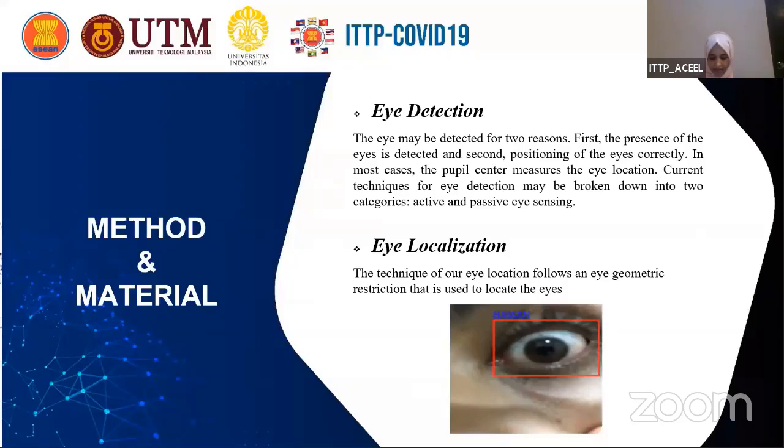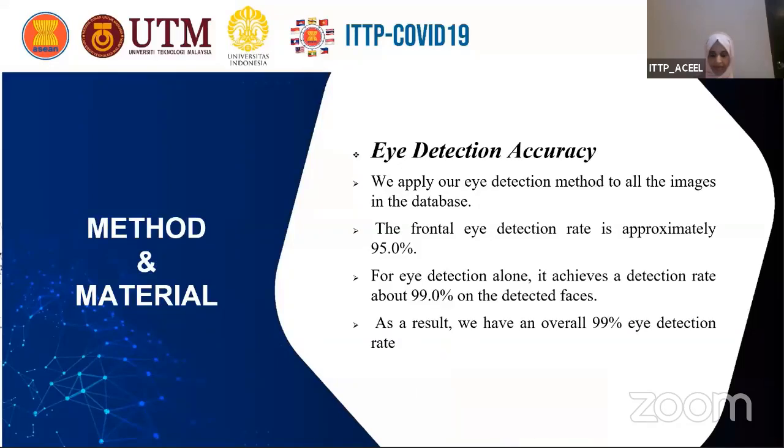After that, the eye detection accuracy. We are able to detect the eye in all images in the dataset or the database. The frontal eye detection rate is approximately 95%. That is for the frontal eye. But for the eye detection alone, it achieved a detection rate of about 99% on the detected face. As a result, we have an overall 99% eye detection rate.